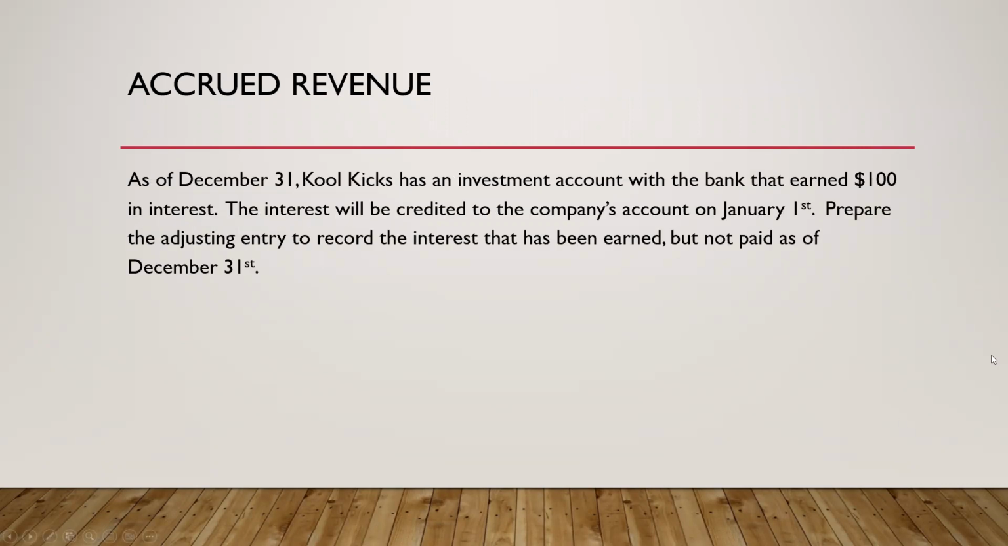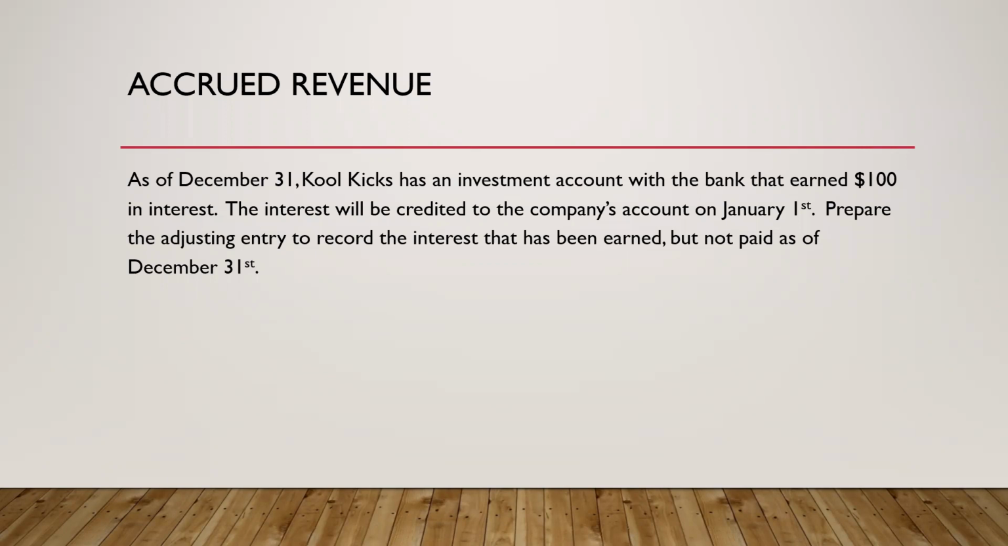Next, let's look at an accrued revenue. With an accrued revenue, this time we've earned the money, we've provided the service, we've delivered the goods, we've done our part, but we haven't received the cash payment. So, knowing that we haven't received the cash payment, hopefully you can guess that this one involves a receivable and a revenue. So in this example, as of December 31st, Cool Kicks has an investment account with the bank that earned $100 in interest. The interest will be credited to the company's account on January 1st. Prepare the adjusting entry to record the interest that has been earned but not paid as of December 31st.